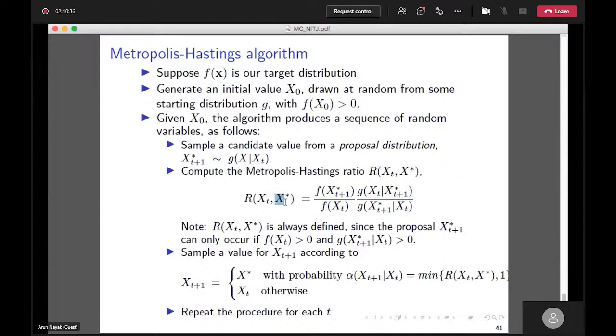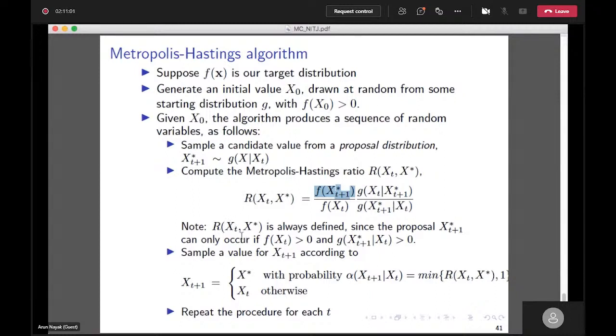If it should be xt plus 1 star, if you define this ratio as r equals f of xt plus 1 by f of xt times g of xt given xt plus 1 by g of xt plus 1 given xt. Okay.